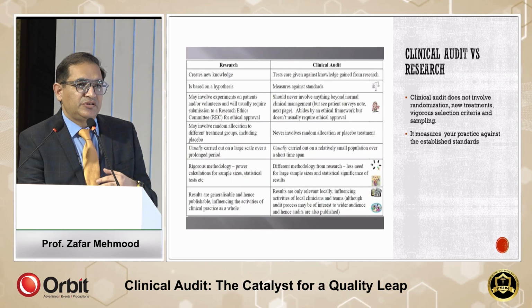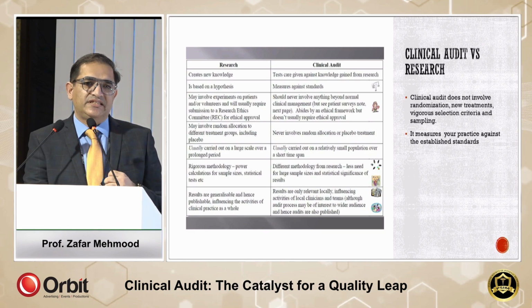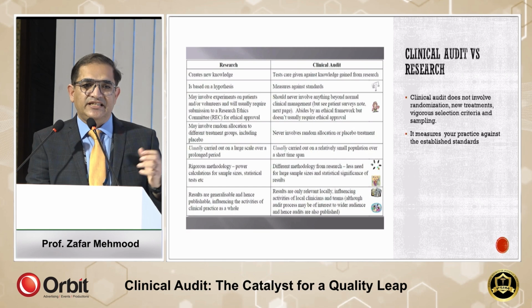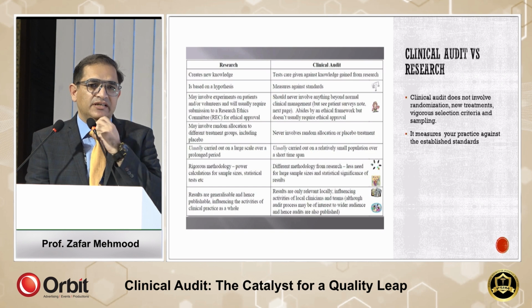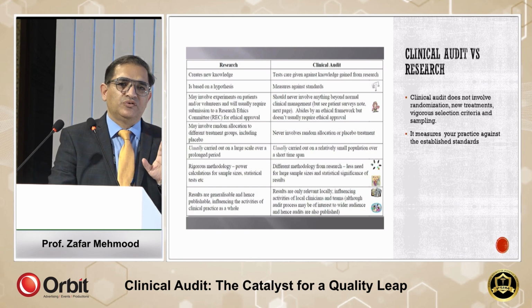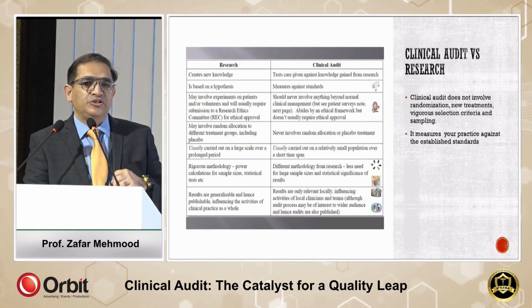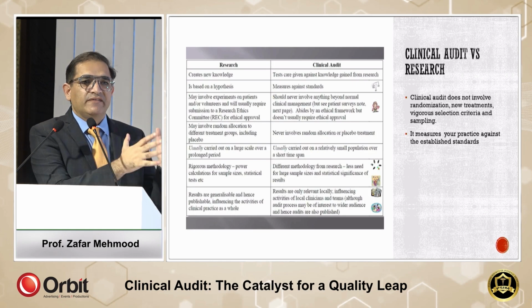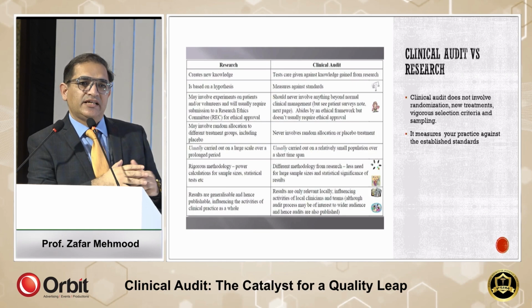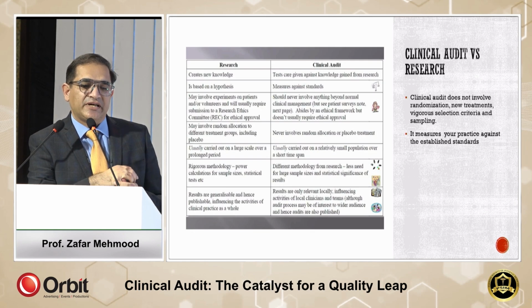As I mentioned, research is creating new knowledge. It's complex, with large-scale studies. They need ethical approval, complex statistics, and rigorous methodology. Audit does not have any of those things. In audit you don't invent anything, and you do not do any experiment. All you are doing is taking a standard and checking that your practice is as good as the guideline or the standard practices.